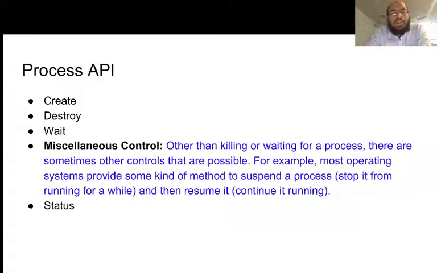You need some miscellaneous controls other than killing or waiting for a process. So for example, you sometimes want to suspend the process, basically make it sleep. You want to be able to resume it. So you might want, for example, to run periodic tasks on your computer. At 12 p.m. every day, you want to do a backup, right? So you want to be able to make your backup script sleep until 12 p.m. every day, and at 12 p.m. it resumes, does the backup, and then goes to sleep again.